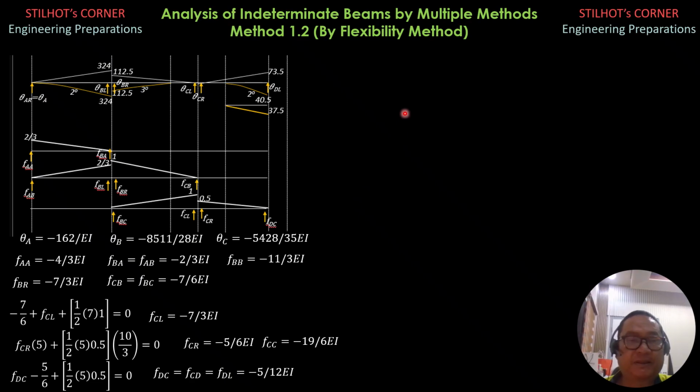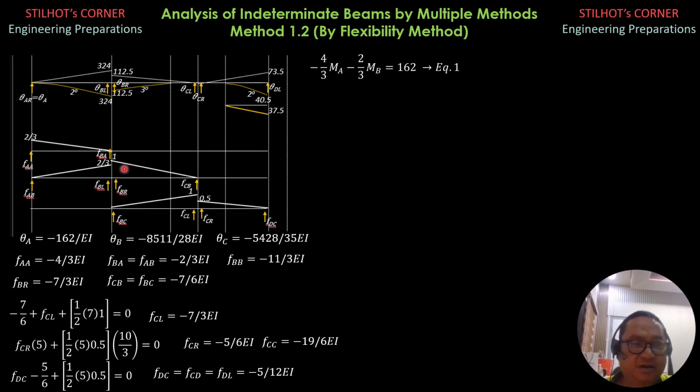So let's have the compatibility equation. FAA MA plus FBA MB plus theta A equals 0. So FAA, negative 4/3 of MA, plus FBA, negative 2/3 of MB, then plus theta A, negative 162, equals 0. Then transpose this to the right, equals 162. EI will be cancelled. So that's equation 1.